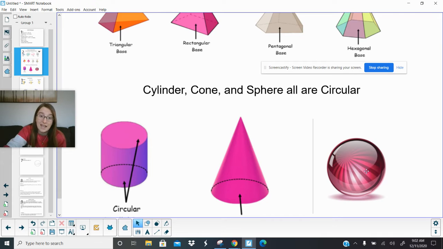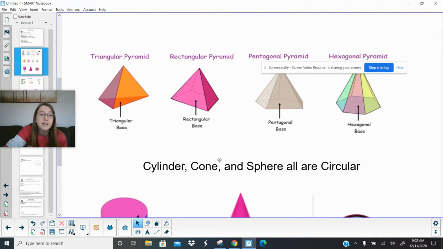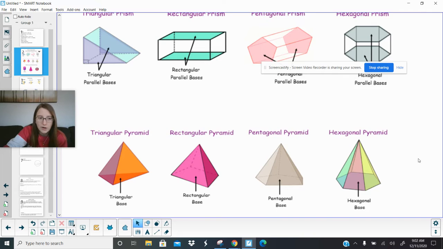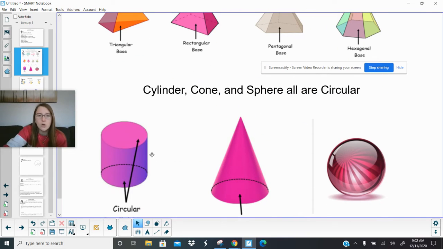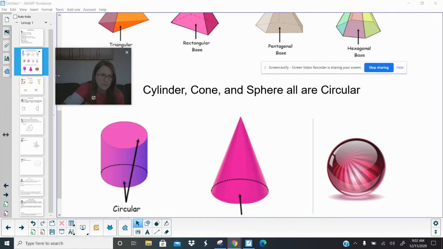We should be able to get those for certain. If you miss naming any of these shapes, wow. These ones I can understand: prisms and pyramids, we can get them mixed up. But there's no excuse for why you cannot name these shapes. You guys should know those shapes.